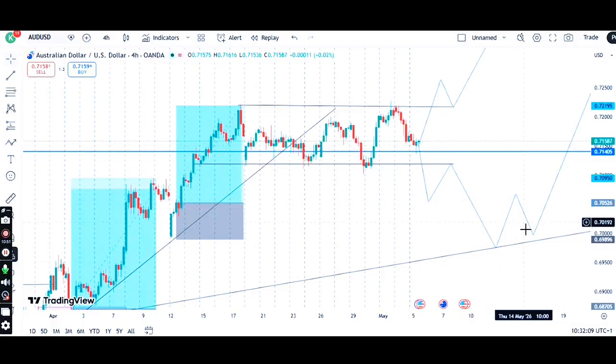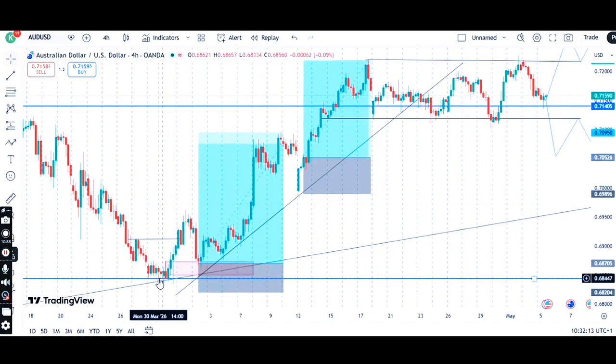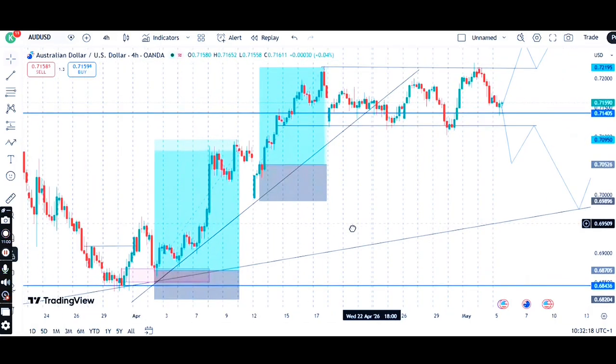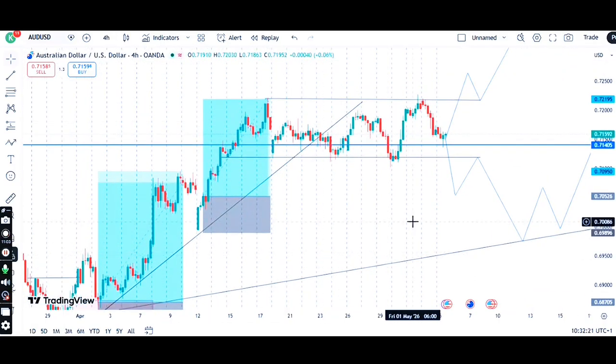Then you wait for it to create a structure that will show you that the market wants to continue going up, just as we did here. So when you trade this way, I promise you, you will have fewer losses and your win to loss ratio will increase.